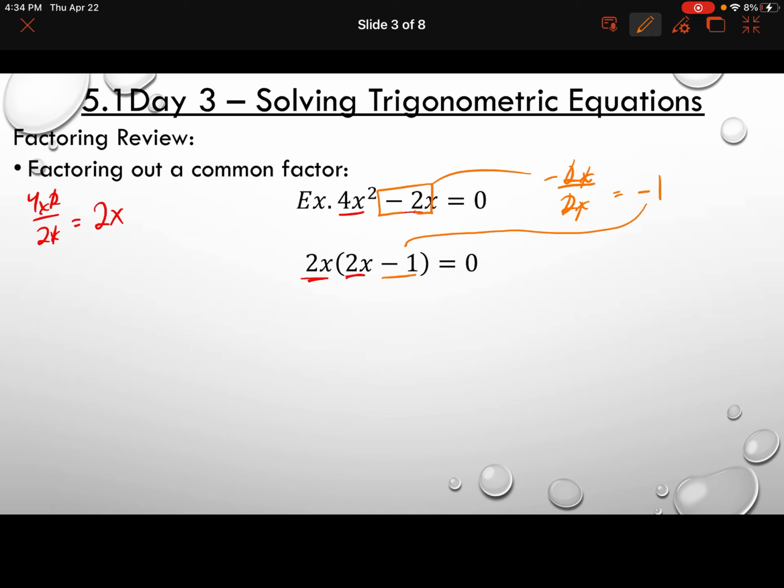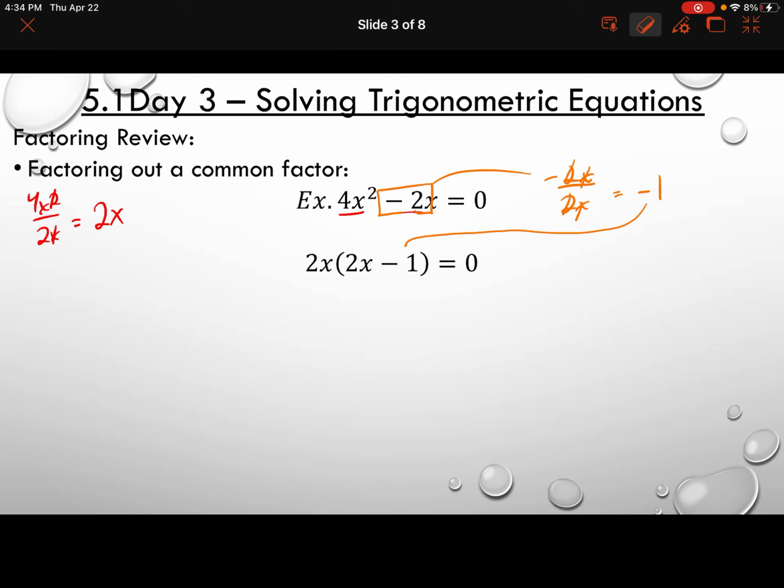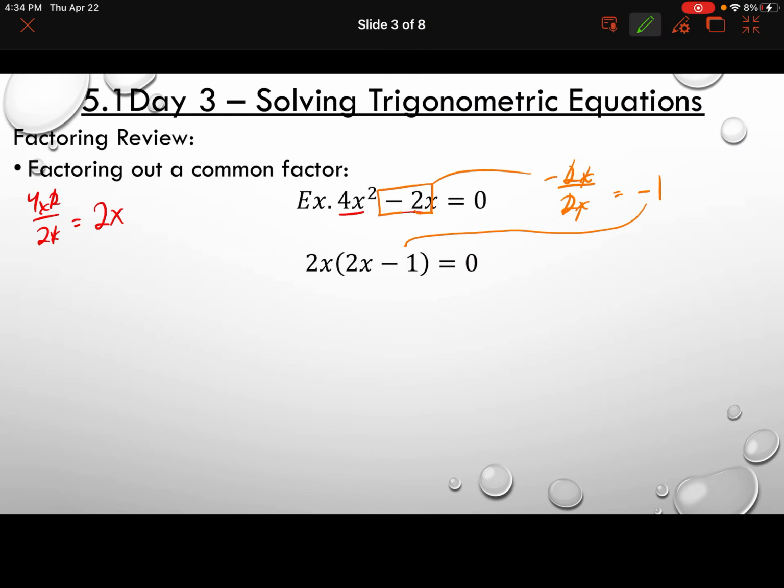Okay, so at this point, remember, we are trying to solve this equation. If I erase this, we take both of these factors that we have. So we have two factors at this point: a 2x and a 2x minus 1. We take each of those separately and we set them equal to 0. 2x is equal to 0. 2x minus 1 is equal to 0.